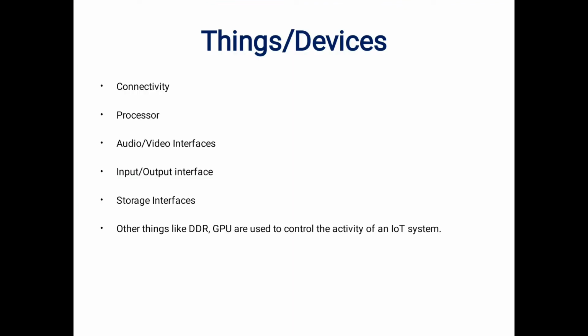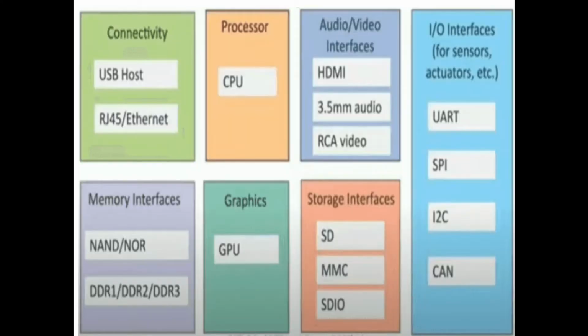The first one is connectivity. Devices like USB host and Ethernet are used for connectivity between the devices and the server. So in this connectivity category, these are the two devices: the USB host and Ethernet. These two are used for the connectivity between the devices and the server.